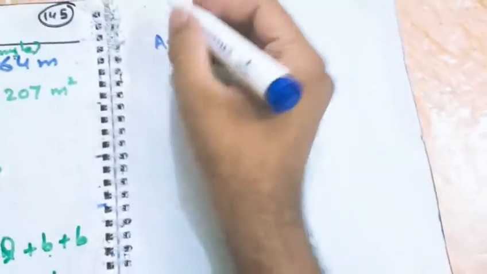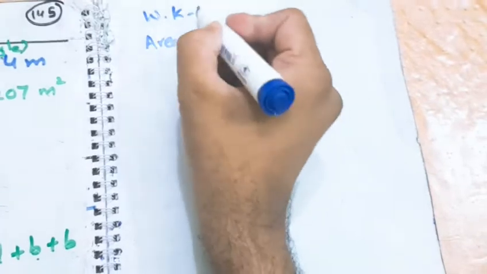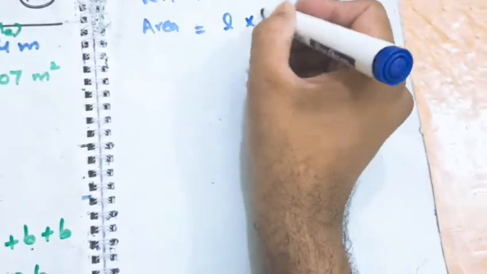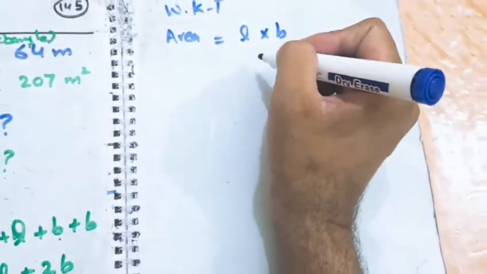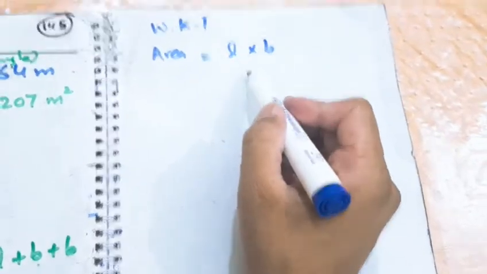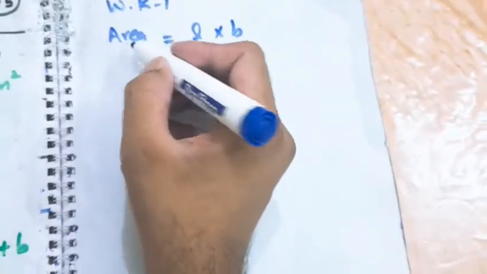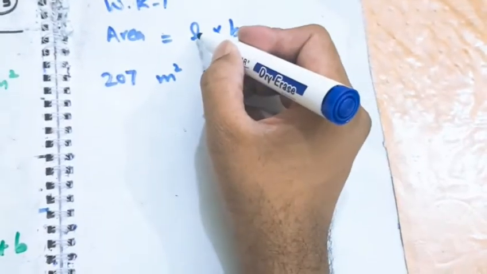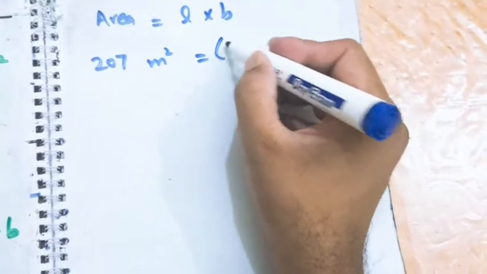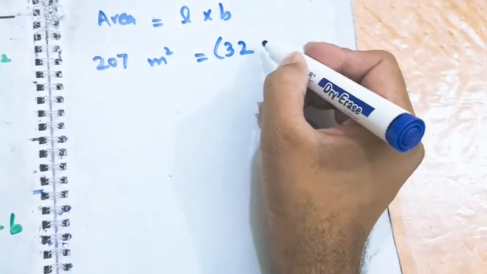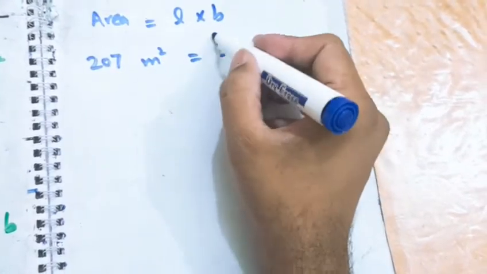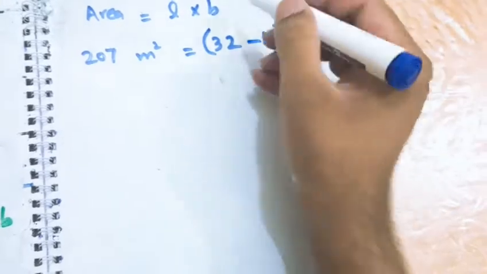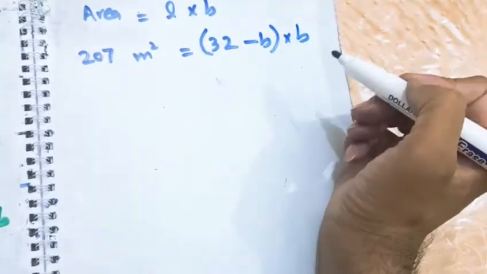So we know that area has been given as 207 meters square. I should write the formula of the area. We know that area is equal to length multiplied by breadth. In the case of a rectangle, area is equal to length multiplied by breadth. Area has been given as 207 meters square. In place of length, I shall write 32 minus B and multiply by B.